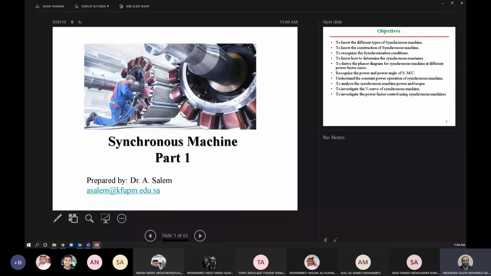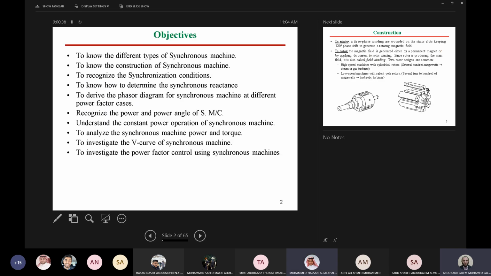I know you already learned about the synchronous machine before in EE360. However, we will refresh your knowledge again and continue discussing the topics which have not been covered in EE360, which I think are very important in industry and in general for synchronous machine. Right. So this is the objective.